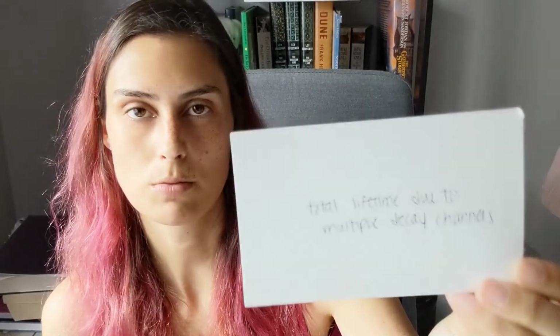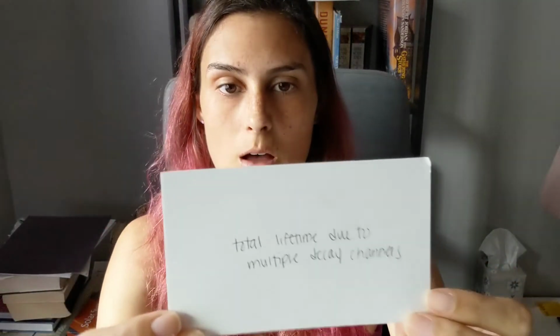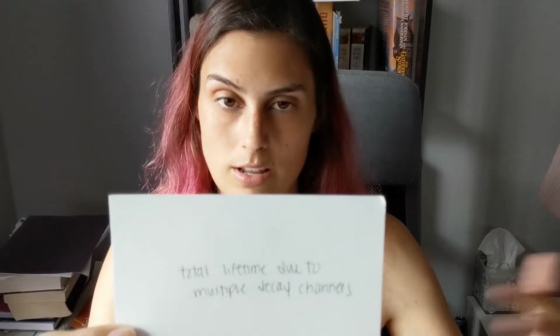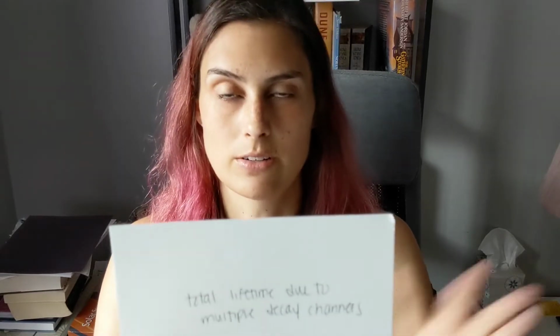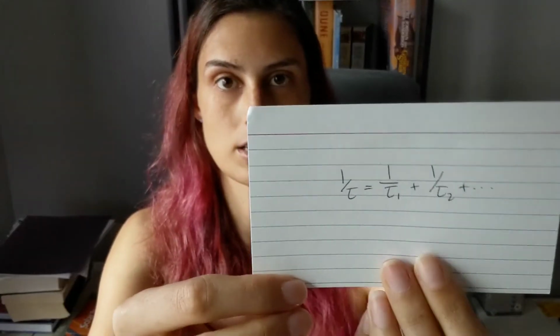Total lifetime due to multiple decay channels. So basically 1 over tau, which is total lifetime, is equal to 1 over tau 1 plus 1 over tau 2, etc., where those are the different decay channel lifetimes.